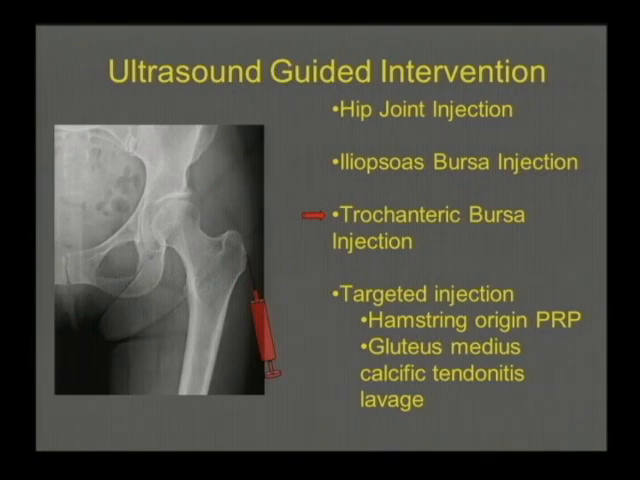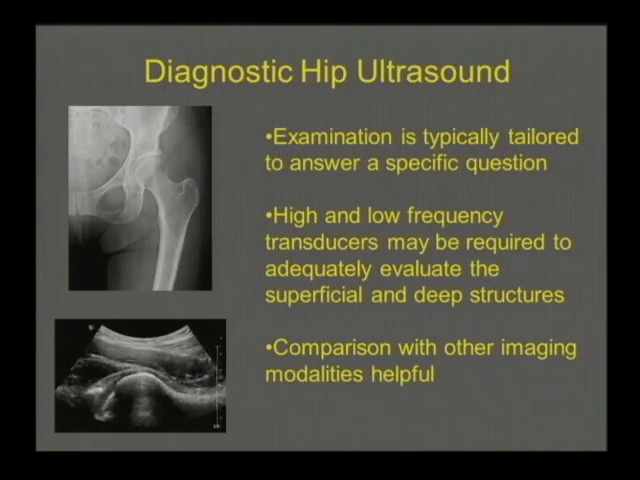Trochanteric bursa injection, again, commonly performed procedure. I'm going to spend a few minutes also talking about hamstring origin injection, specifically a case where we did a PRP injection and gluteus medius calcific tendonitis lavage. Again, not an exhaustive list of what's possible in and around the hip, but just a nice set of examples showing some of the flexibility of ultrasound. All right, so I'm going to start with a couple important points to consider.